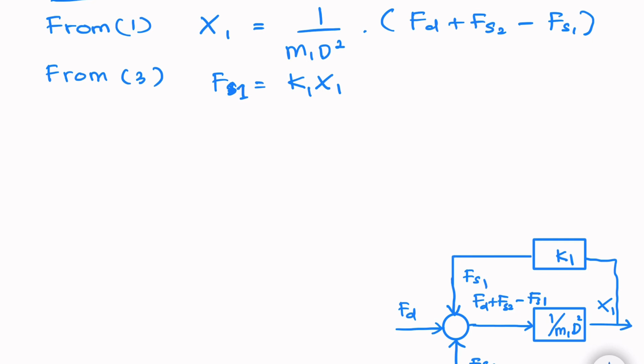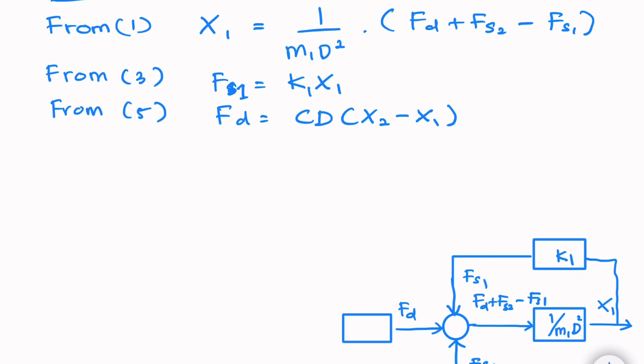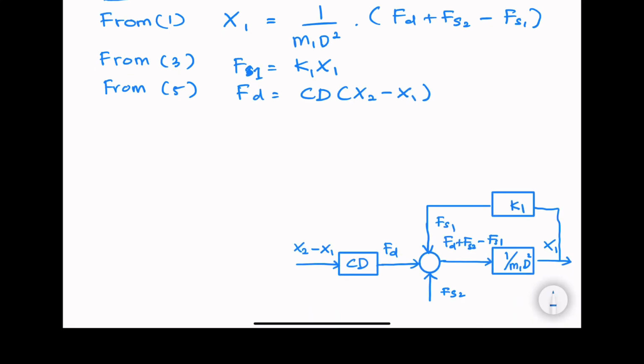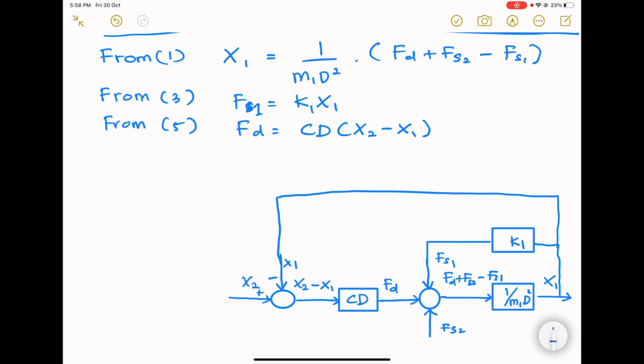Then let's solve for Fd. From equation 5, Fd is equal to Cd (x2 minus x1). So the block will be Cd. The input is x2 minus x1. We draw a summation point because the operation is subtraction. So we have x2, then we have x1 here.